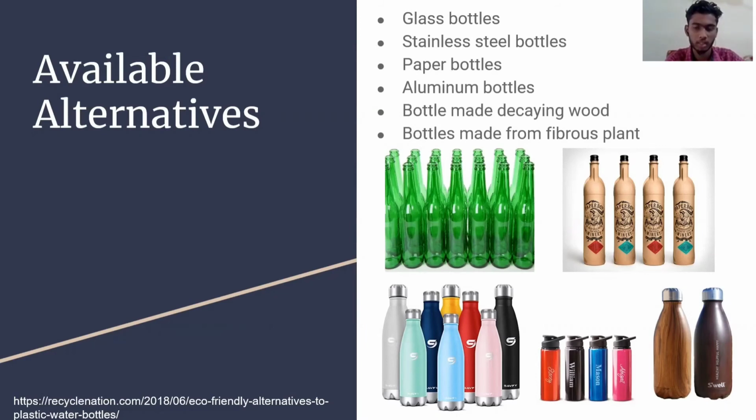As you can see here, these are the alternatives that we have, such as glass bottles, stainless steel bottles, paper bottles, aluminum bottles, bottles made by decaying wood, and bottles made by fibrous plants. Can you move to the next slide, please?